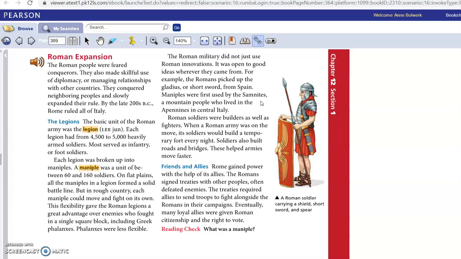Rome gained power with the help of its allies. They signed treaties with other people they defeated, and the treaties required allies to send troops to fight with Romans, so their armies got bigger and bigger and bigger. And this is what helped make the Roman Empire so huge. And this is an example of what a Roman soldier would have looked like.